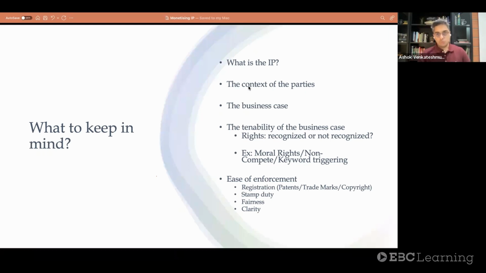So understanding what is the IP at the heart of the monetizing agreement is very, very important, because that will then decide the yardstick by which you will be able to either enforce or defend any allegations of breach of contract. Okay. Any questions so far?